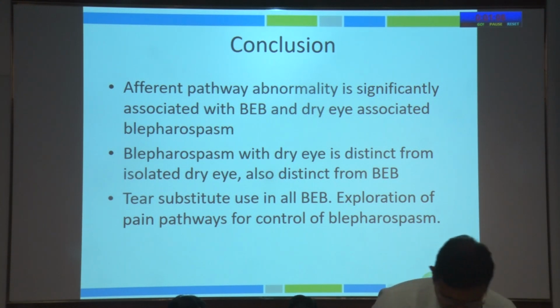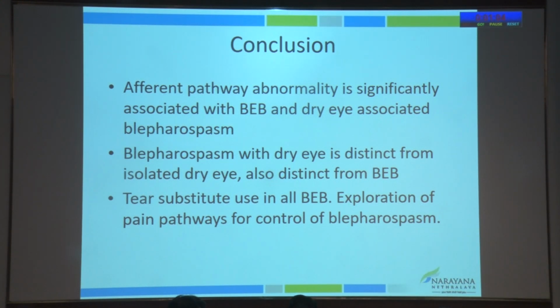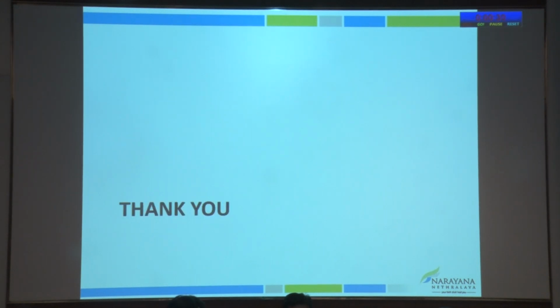Now, this is an association. We cannot say that the afferent pathway caused the blepharospasm or whether the frequent forceful blinking of the eyelids caused damage to the corneal epithelium. So blepharospasm with dry eye, however, is distinct from isolated dry eye, and it is also distinct from BEB. So it is okay to put the chemodenervation for blepharospasm associated dry eye, but tear substitutes have to be used in all essential blepharospasm, and probably in future one can look at the pain pathways also for the control of the blepharospasm. Thank you.